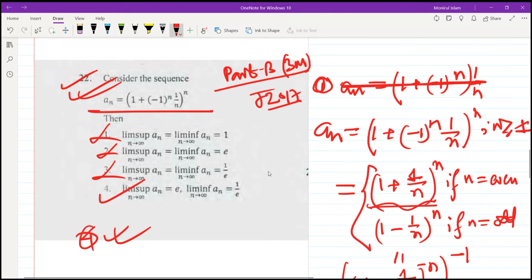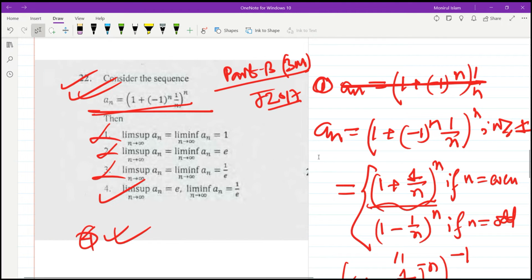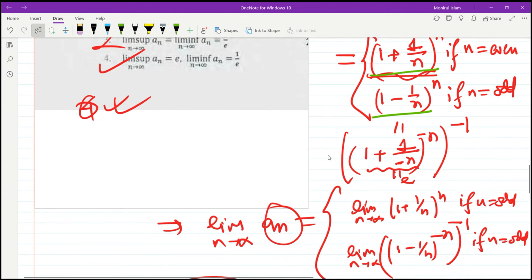Okay, so the question is: a sequence a_n is given, where a_n = (1 + (-1)^n / n)^n for n greater than 1. When n is even, this part will be 1, so it is (1 + 1/n)^n. When n is odd, it is (1 - 1/n)^n. Okay, so you can write this as (1 + (-1)^n / n)^n.